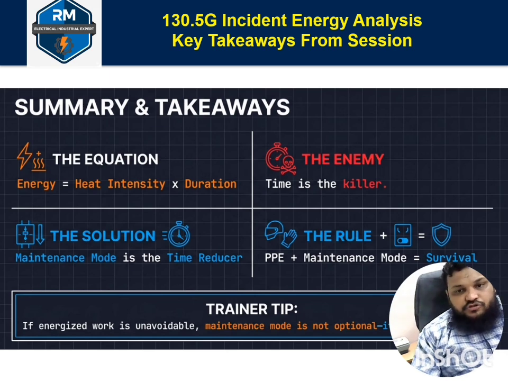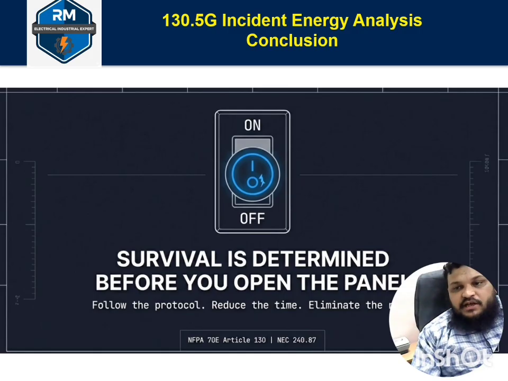The solution is the maintenance mode, and in maintenance mode we can reduce the incident energy by selecting proper PPEs, and we can provide a survival mode to the employee. If energized work is unavoidable, maintenance mode is not optional, it is the survival mode. So survival is determined before you open the panel. Always follow the protocol, reduce the time, eliminate the hazard.